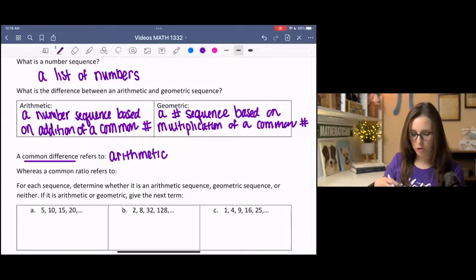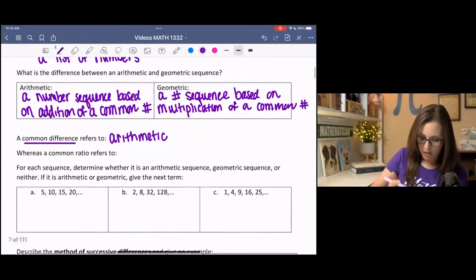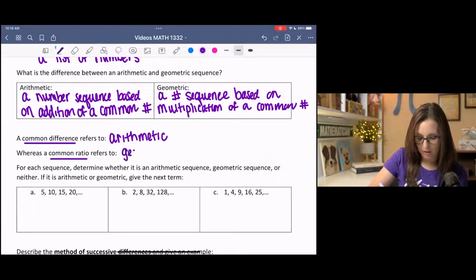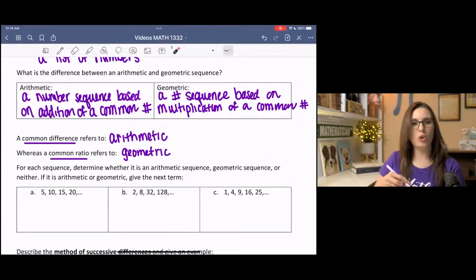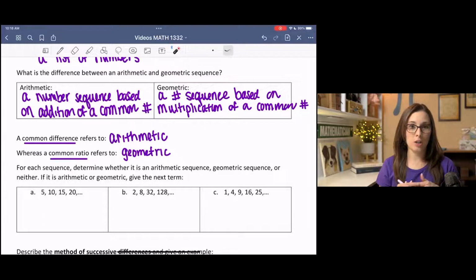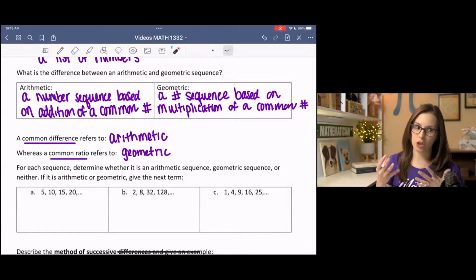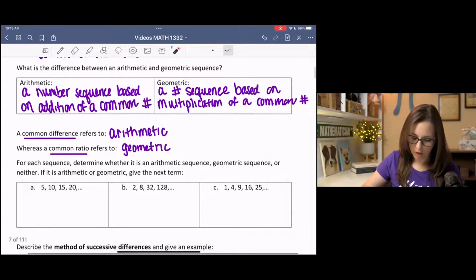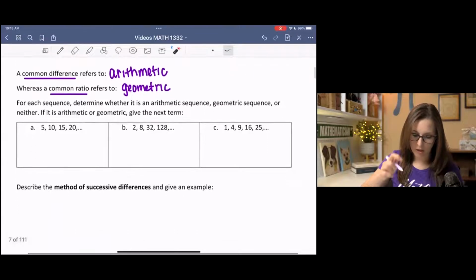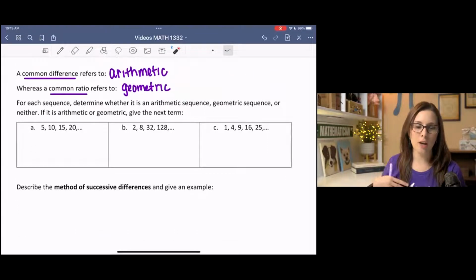So a common difference refers to an arithmetic sequence, and a common ratio refers to a geometric sequence. And ratio is referring to that common number, and I mentioned that that number could be a fraction, which could also be referred to as a ratio. So we have a couple examples down here. We are deciding whether it's arithmetic or geometric or neither, and then finding the next term in the sequence.